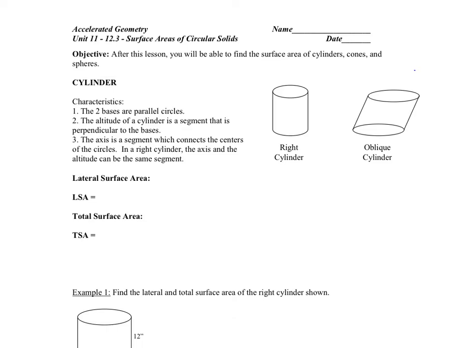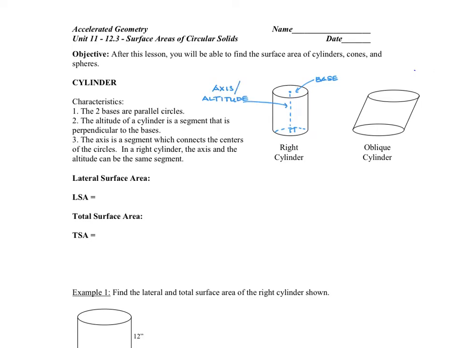Like a prism, a cylinder has two bases. In this case, the bases are circles in parallel planes. The cylinder also has an altitude, which is the perpendicular distance between the bases. And it also has an axis that connects the centers of the circles. In a right cylinder, the altitude and the axis are the same segment.